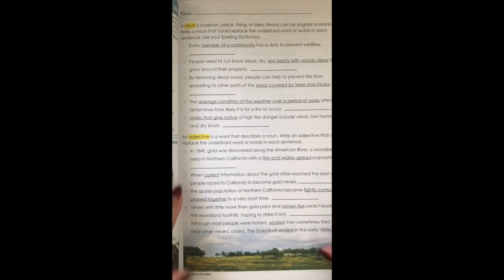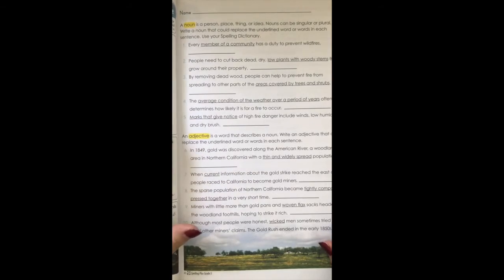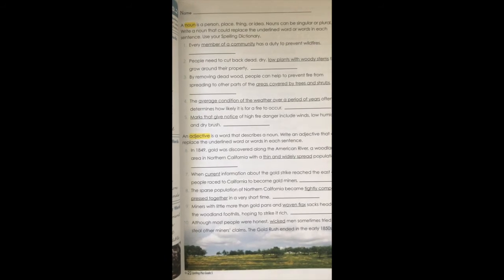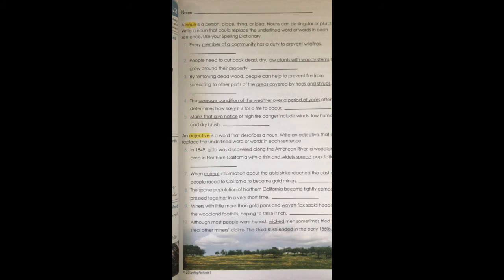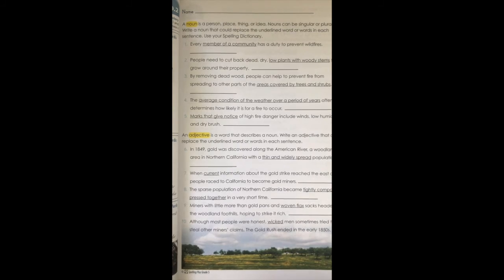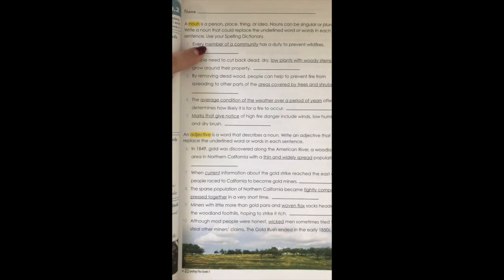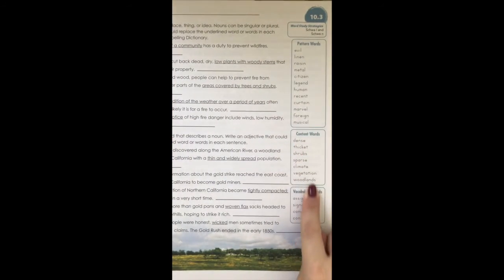And here for our spelling assignment for Wednesday. So we have here some noun exercises and adjective exercises. So you will be very familiar because we do this in language arts as well. So we're going to be using our spelling dictionary, which is very important. And it says, a noun is a person, place, thing, or idea. Nouns can be singular or plural. Write a noun that could replace the underlined word or words in each sentence. Use your spelling dictionary. So what we're doing is replacing the underlined words with a better word here from our list.